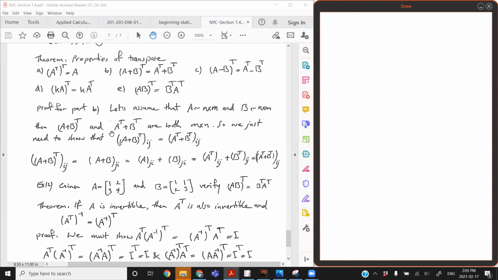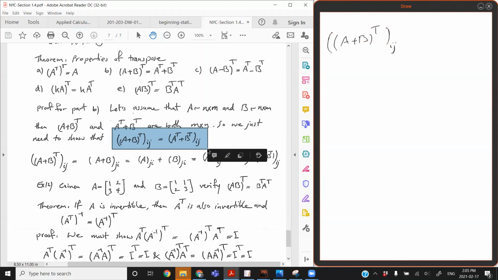So I'm trying to prove this: (A plus B) transpose ij. Okay, according to the definition, this would be the entry on the jth row and ith column of A plus B. That's the definition of transpose.